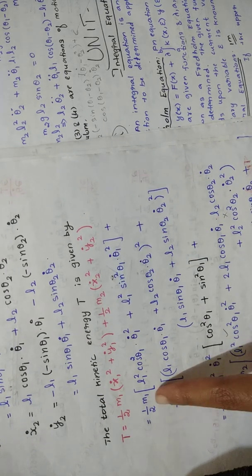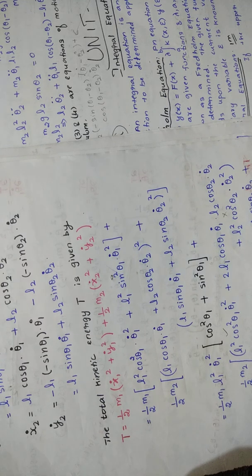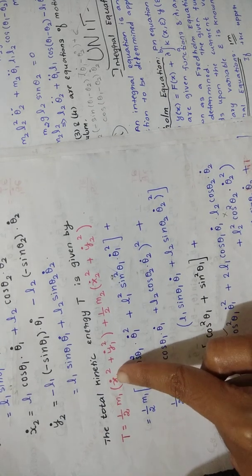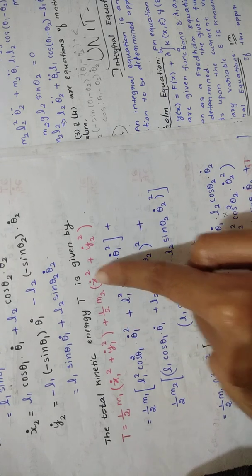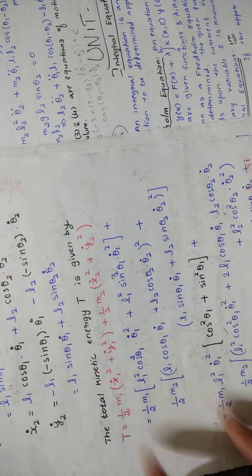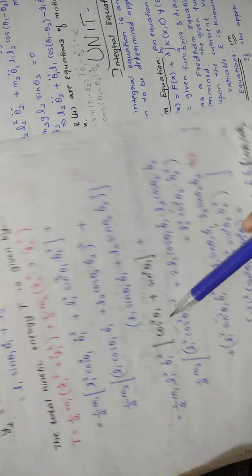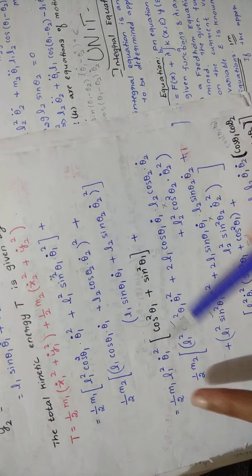This is the formula to find the total kinetic energy. Is that clear? Now we have all the values. We don't have m1, so write m1 as it is. In the place of x1 dot square, y1 dot square, x2 dot square, y2 dot square, substitute the values.